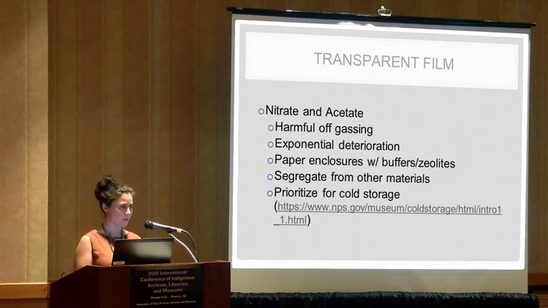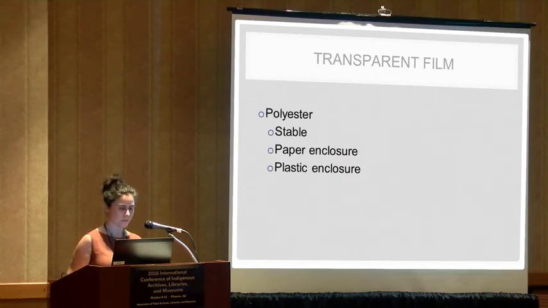And I've included a link here to the National Park Service website, which has a very good tutorial about preparing and setting up simple cold storage. Now, if you have transparent film on polyester, polyester itself is actually quite stable. So you can use a paper or a plastic enclosure and horizontal or vertical storage for these.